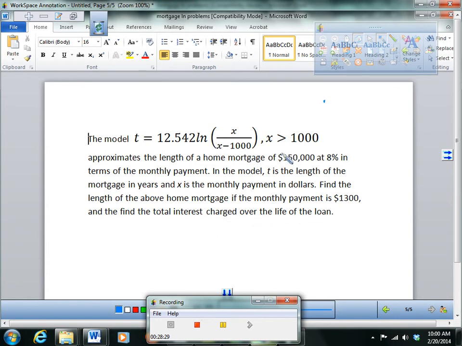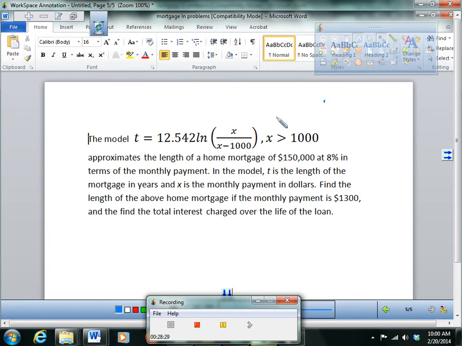So basically, if you take that $150,000 loan, like any of your parents work for a mortgage company or something like this, they probably have mortgage calculators. Or if you take out a home loan, or if you take out a car loan, Bridget.